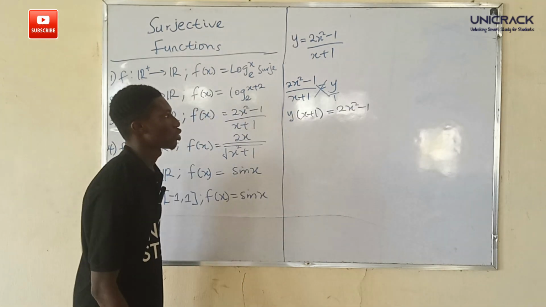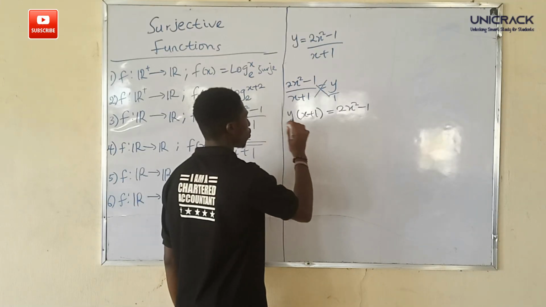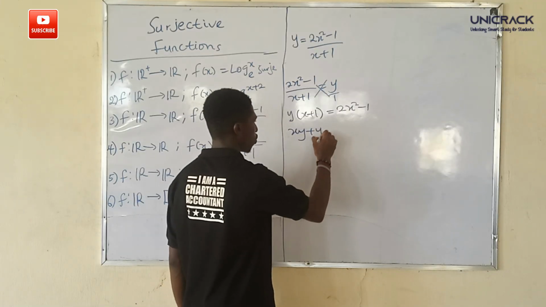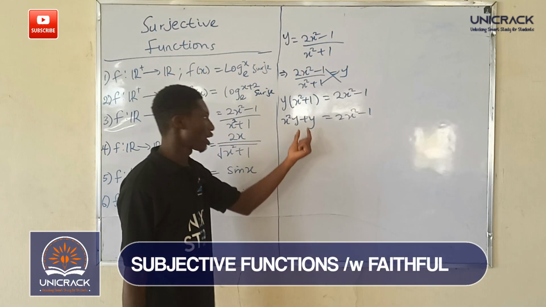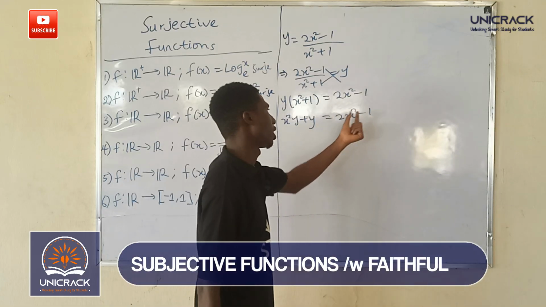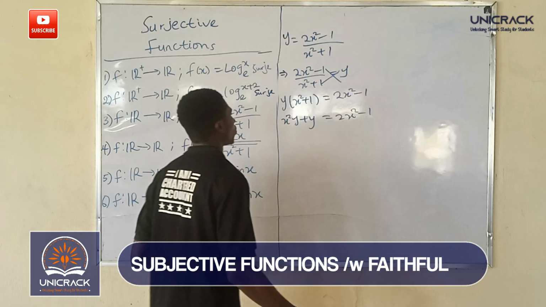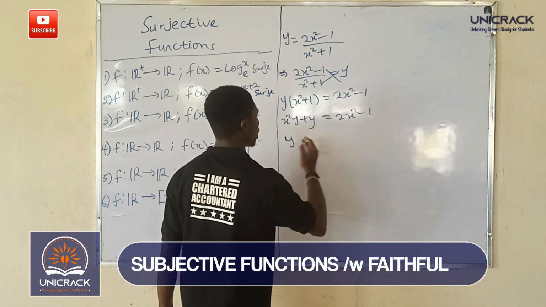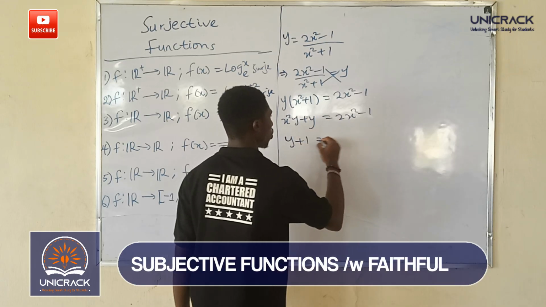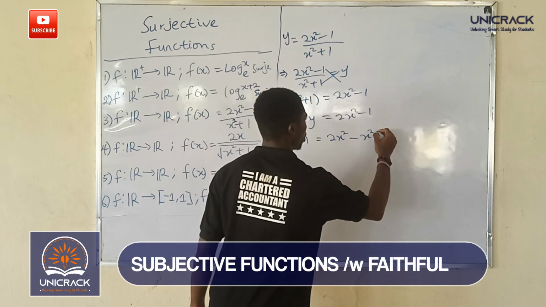So since we have this, we could expand this. Expanding this, we have xy, y times x, xy, plus y is equal to 2x squared minus 1. You can carry y to the other side and bring 2x squared here. Or we can carry this one here and bring this one here. So either way it works. So we can say y, 1 coming here, we have positive 1 equal to 2x squared minus x squared y.